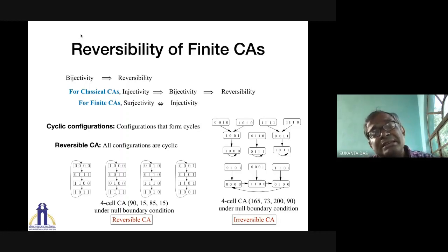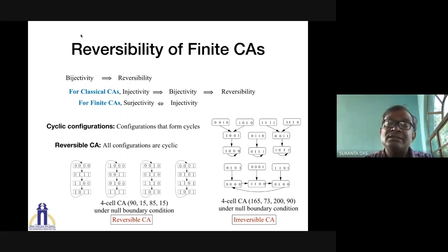Let us define one more term here, called cyclic configurations. In any finite CA, in fact in any CA, you will find some configurations that form cycles. Be it surjective or not surjective, reversible or irreversible, you will find some configurations which form a cycle. Those configurations are called cyclic configurations.